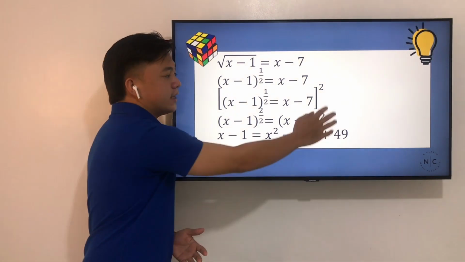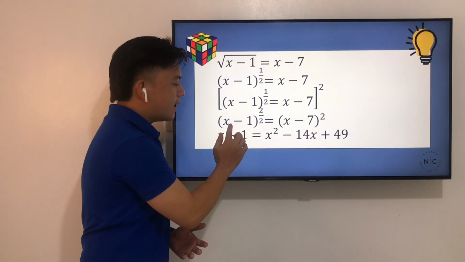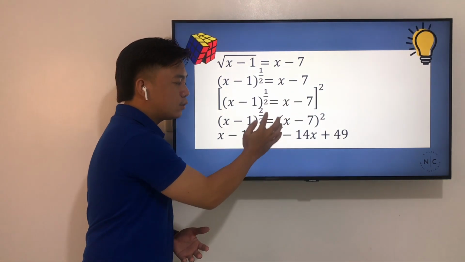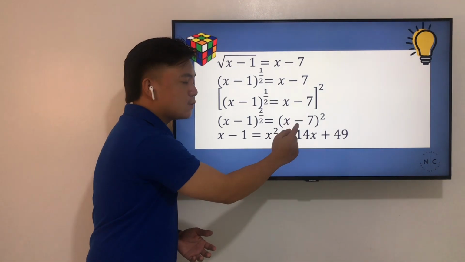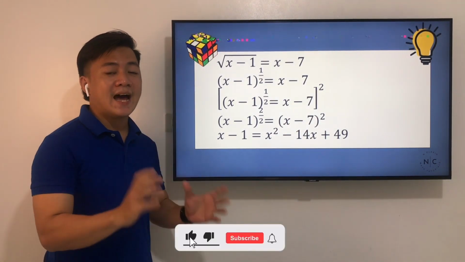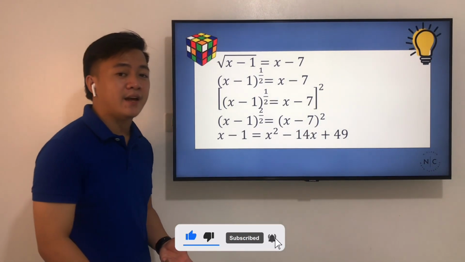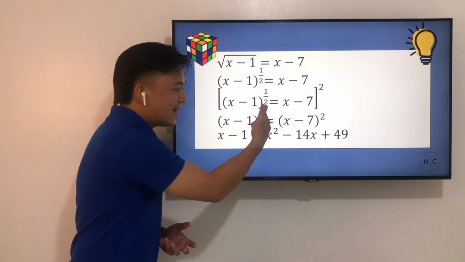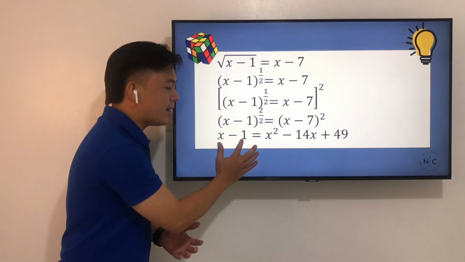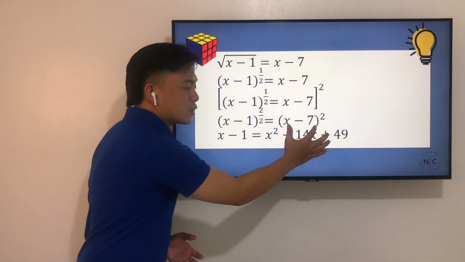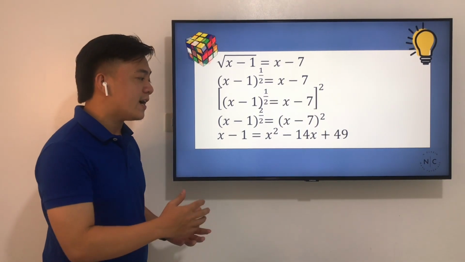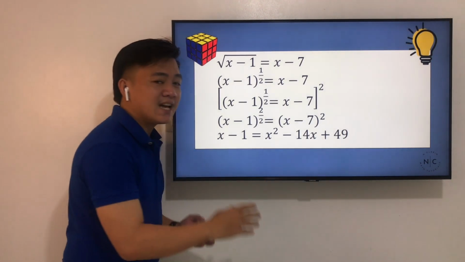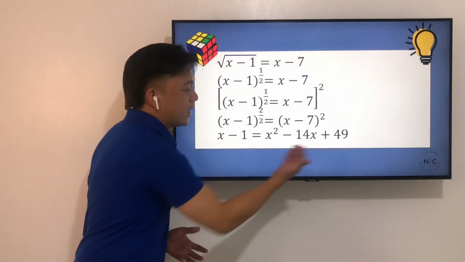Next is distribute natin yung ating exponent. So mangyayari, the quantity of x minus 1 raised to 2 over 2. So 2 times 1 over 2, ito yan, is equal to x minus 7 raised to 2. At dahil binomial yung ating x minus 7, pwede tayong gumamit ng FOIL method or square of binomial. Next is, ika-cancel natin yung 2 over 2. Ang matitira is x minus 1. Next, using the square of binomial or FOIL method, x minus 7 times x minus 7, ang makukuha natin dyan is x squared minus 14x plus 49. So, ito yung magiging equation na natin.